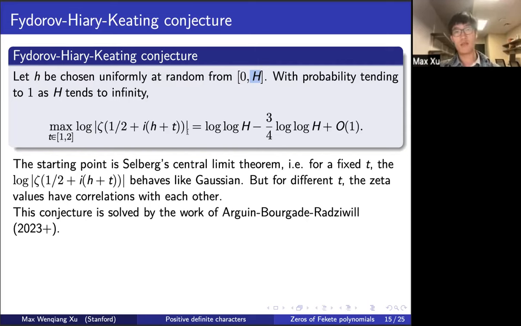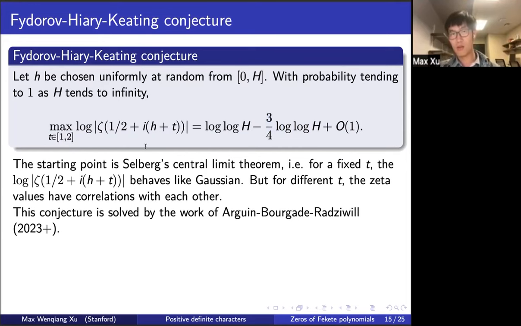And this FHK conjecture makes a very amazing prediction. It not only predicts the first term, log log h, but also the second term. And as I mentioned, for different t, the zeta values have correlation with each other, so it's a challenging question. If you naively forget about a certain level of dependency, actually there's a nice story here. This three quarters should be one quarter. So this conjecture really captures a lot of the dependency structure. It's quite remarkable. It's basically now solved by Arguin, Bailey, Bourgade and Roskilly.